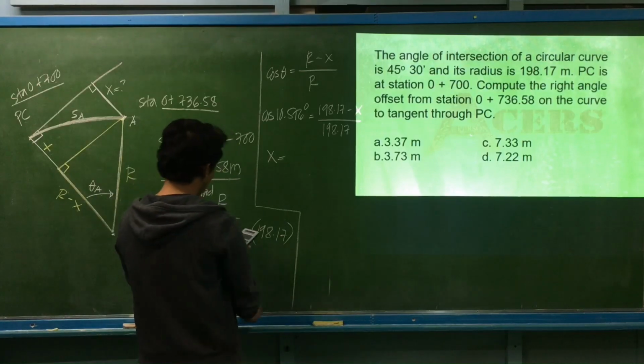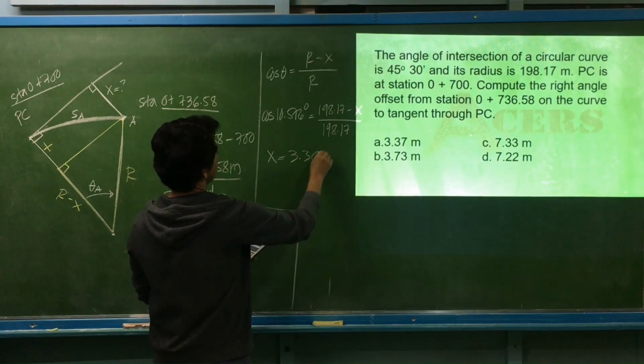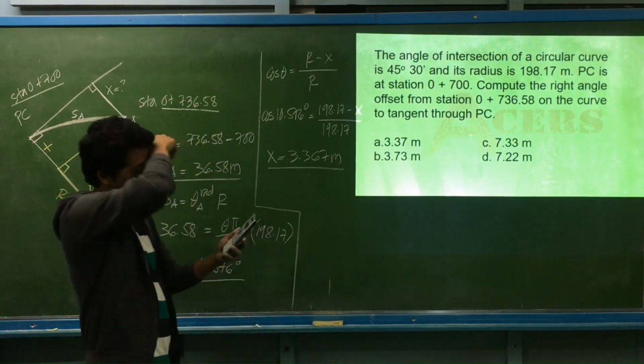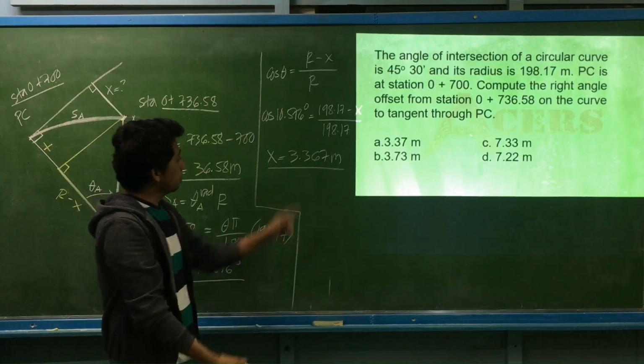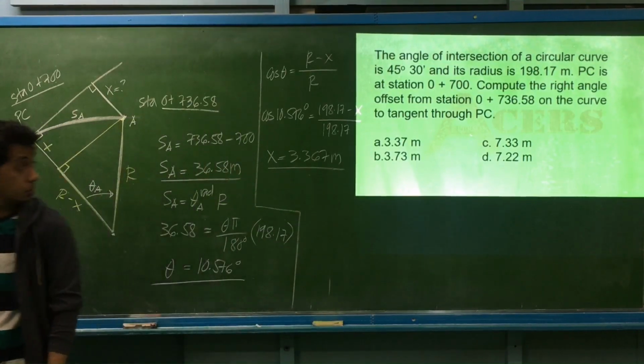Is equal to 3.367. We have 3.367 meters. Kapag 3 decimal, that is 3.36655. So, pinakamalapit na si letter A, 3.37.